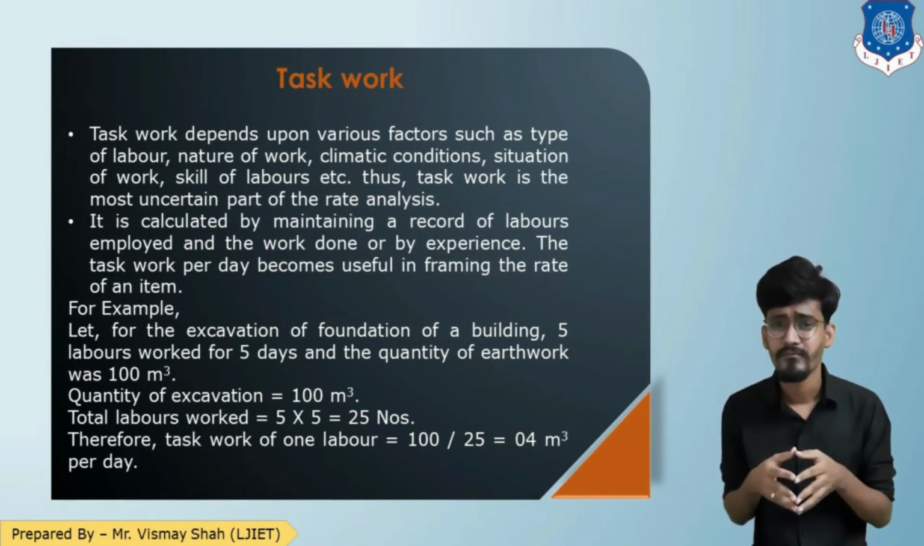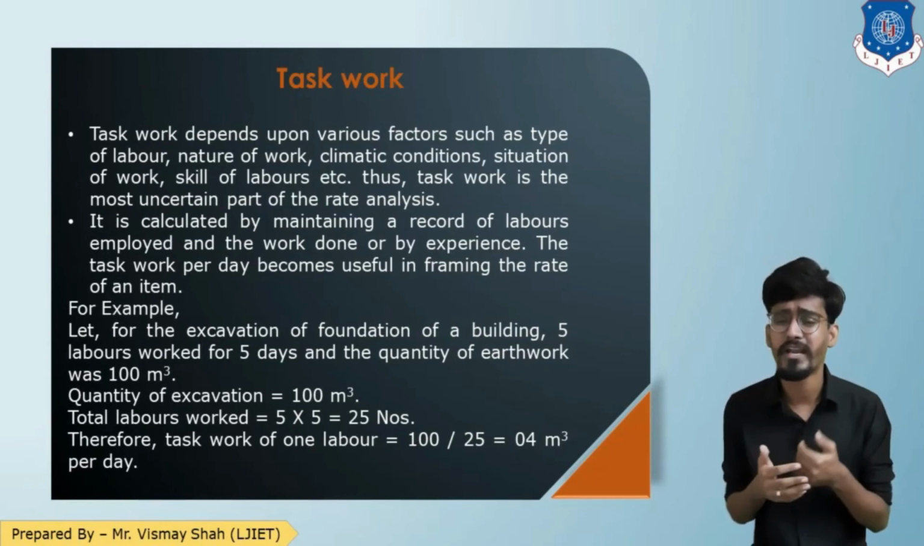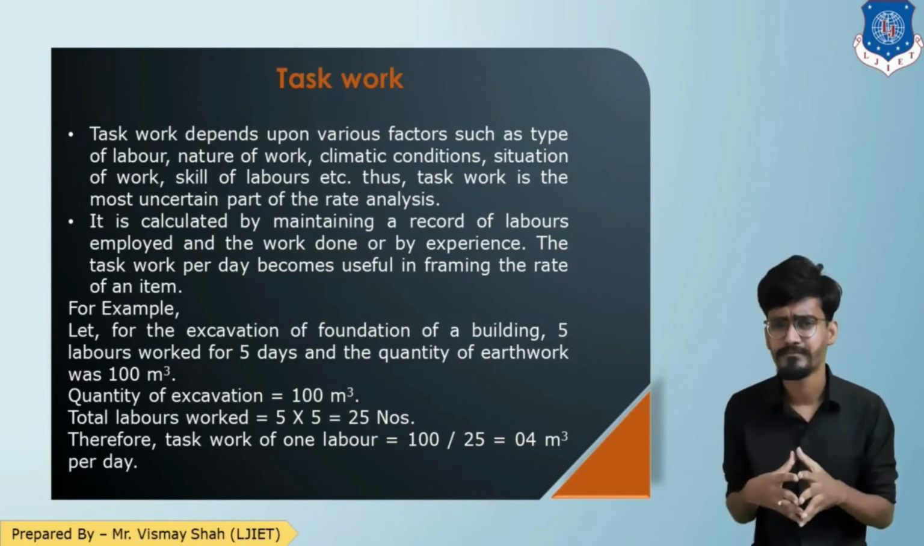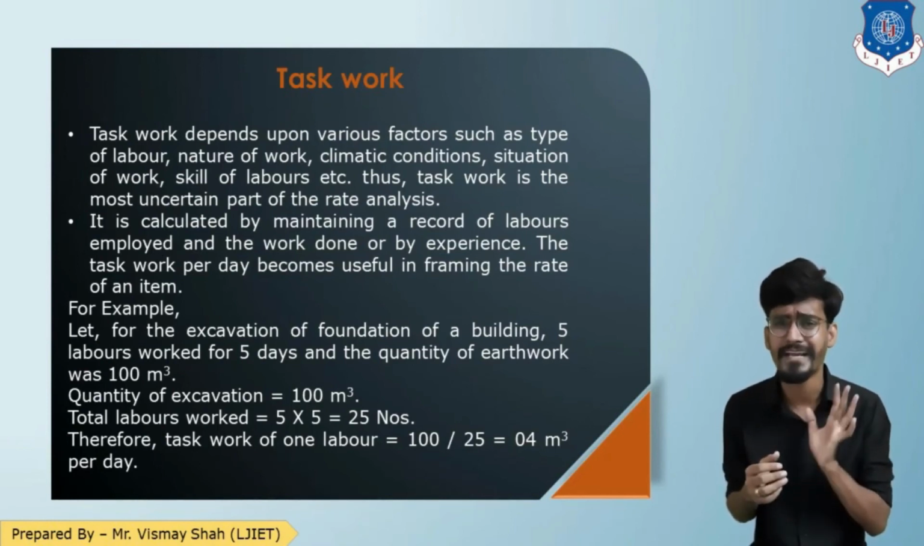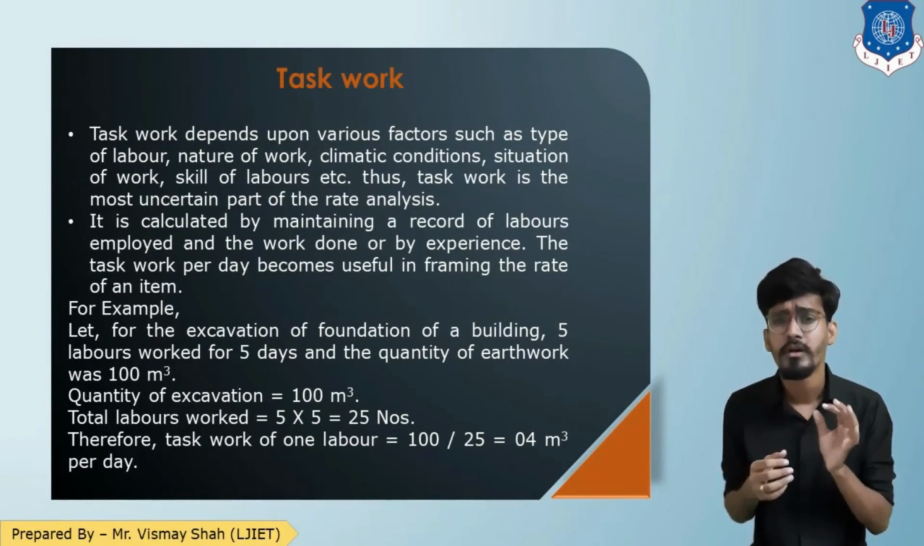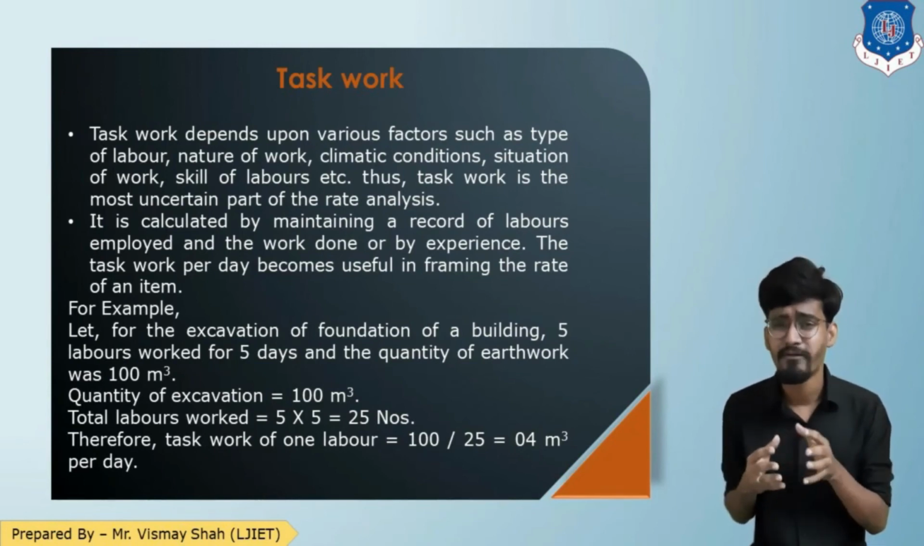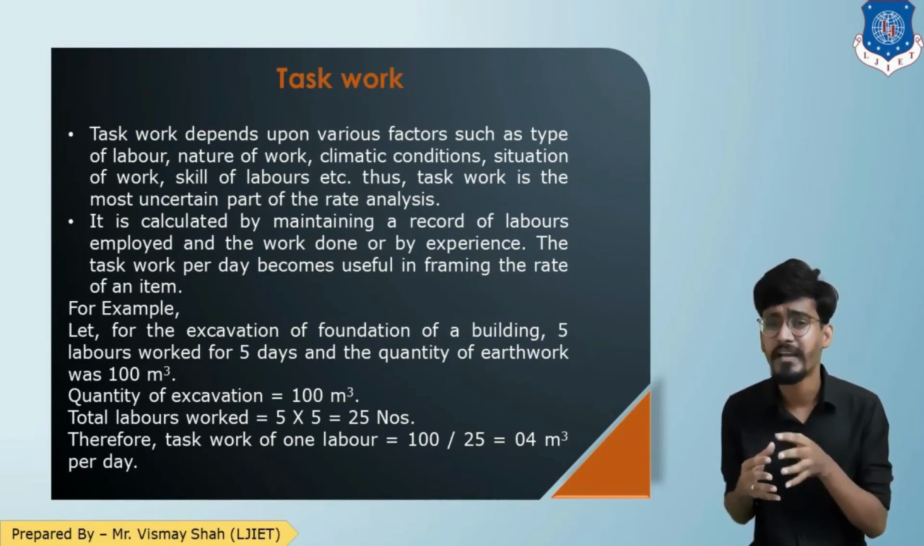This task work can be useful in fixing the rate analysis of a particular item of work. For example, for the excavation of the foundation in a building, 5 laborers worked for 5 days and the quantity of the excavation was 100 cubic meter. Now we need to find out the task work of a particular labor. The formula is very simple: total quantity divided by number of laborers into number of days taken by the laborers. So the total quantity was 100, divided by 5 days into 5 laborers per day.